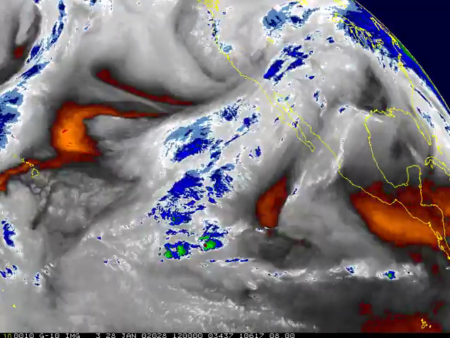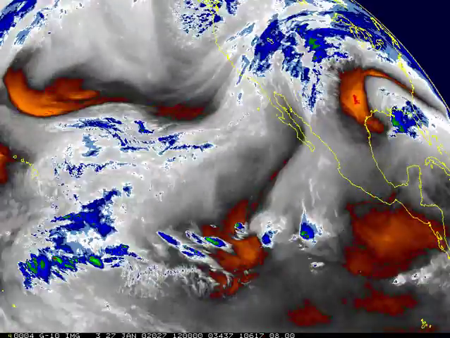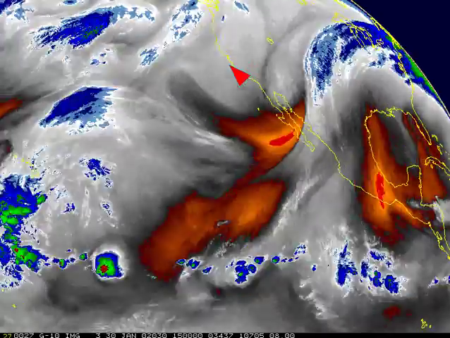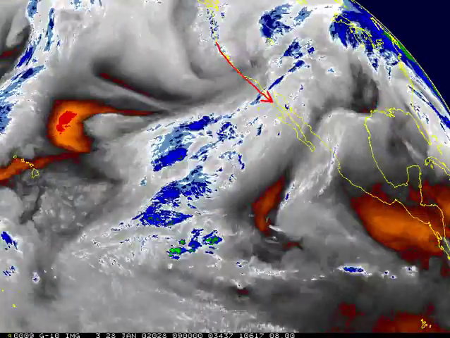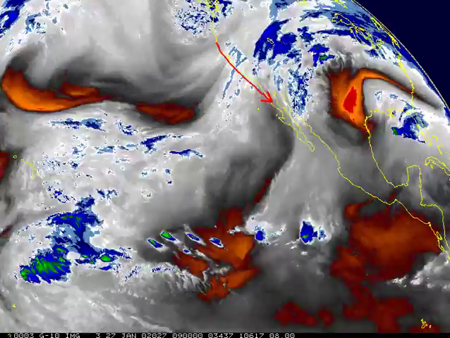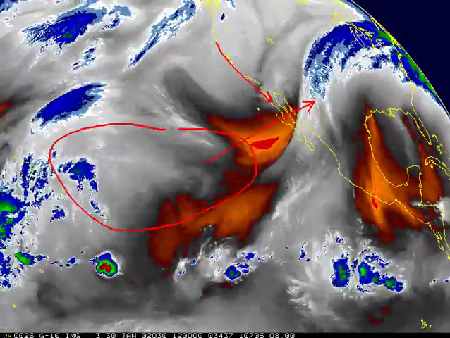Here's the water vapor imagery for the same time, and the advantage here is you can get a good idea of where that trough is, and you can see this trough digging towards subtropical latitudes, and then we see the development of the ITCZ flare-up in this region moving towards the southwest U.S.